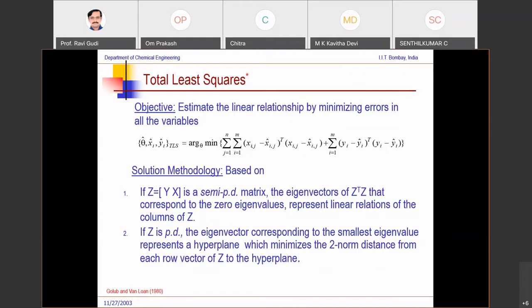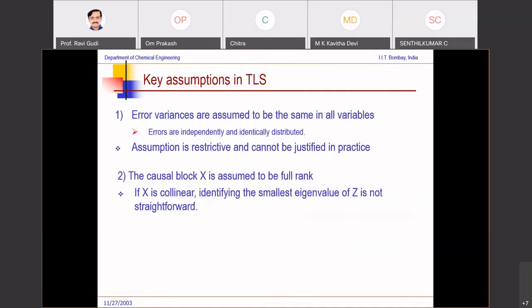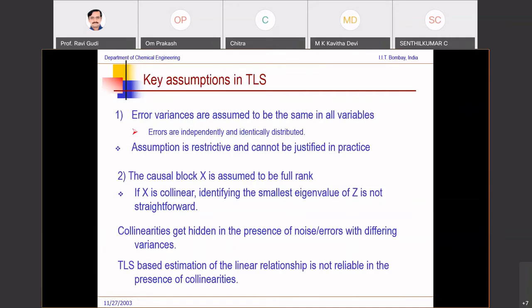So what we are trying to do here is, if there is noise associated with Y and X, then that will obfuscate the linear relationship between Y and X. The eigenvalue will not be 0, but it will essentially be a small value which corresponds to the variance of the noise. Therefore, you look at the smallest eigenvalue and then look at the eigenvector corresponding to that to derive the vector.